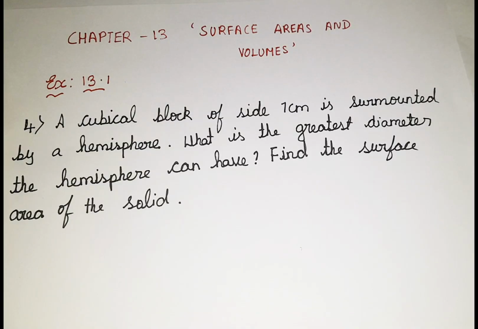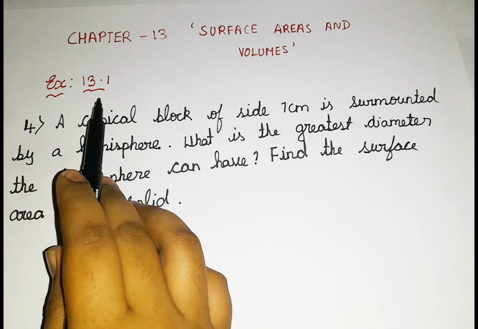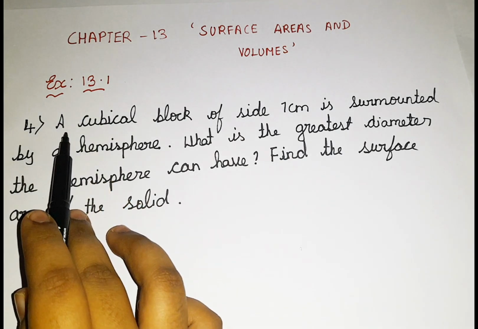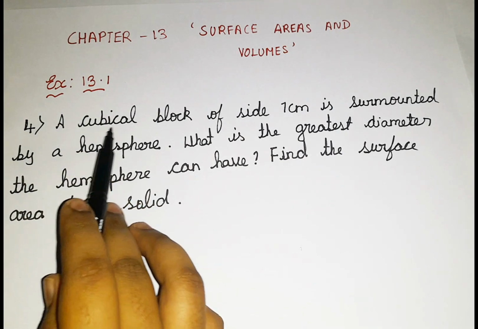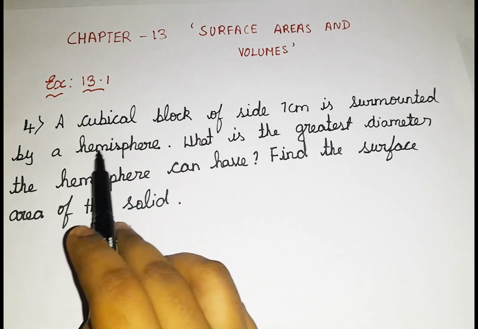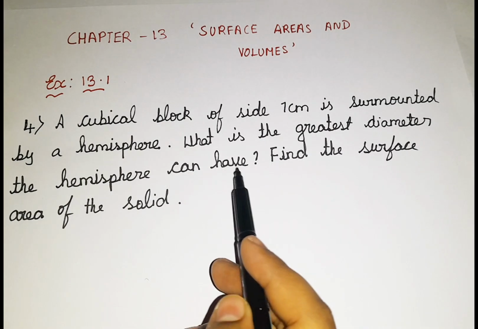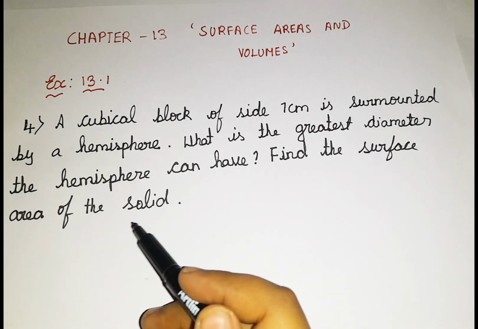Today we are going to be learning Chapter 13 Surface Areas and Volumes, Exercise 13.1 fourth question. Alright, now let's read the question. A cubical block of side 7 cm is surmounted by a hemisphere. What is the greatest diameter the hemisphere can have? Find the surface area of the solid.